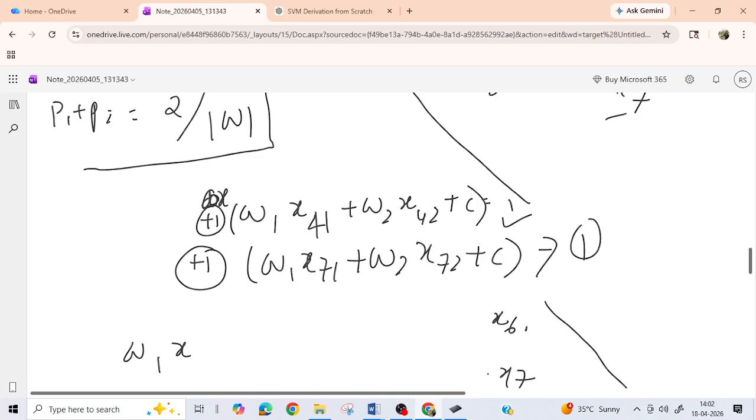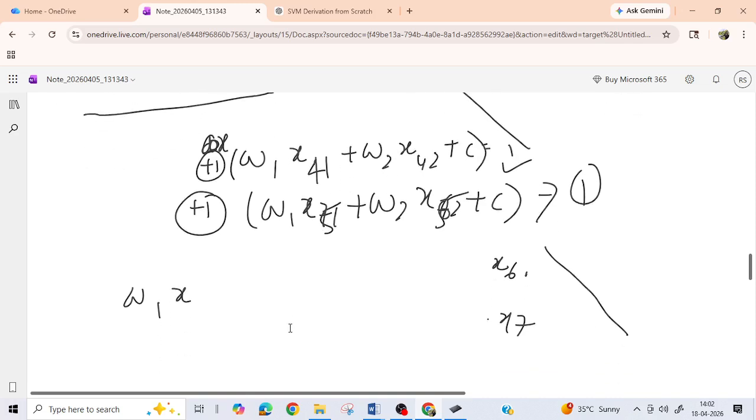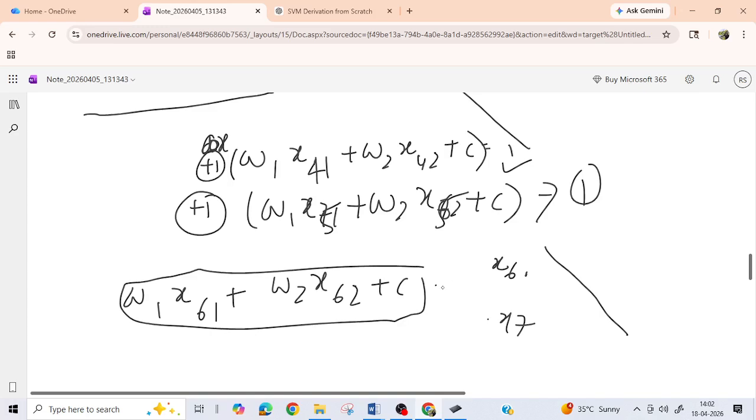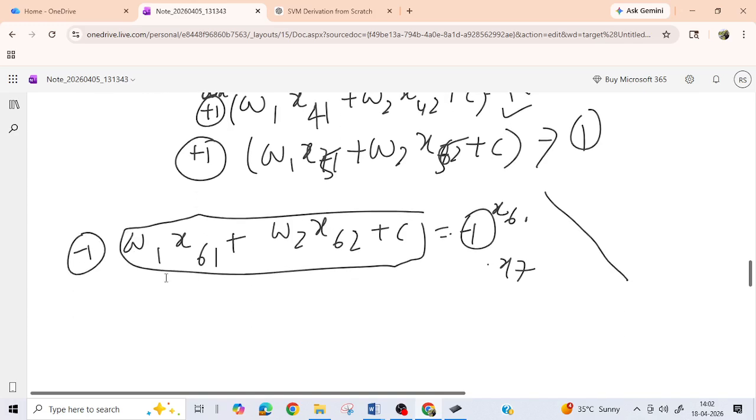And similarly over here it would be x51, x6, x52, okay? If we talk about x61, it would be w1 x61 plus w2 x62 plus c, and we know this to be negative 1, okay? So this is negative 1, and if you multiply it with its label, what was its label? Its label was minus 1, right? Because we are saying it is on the other side of the decision boundary. So minus 1 into minus 1 becomes 1, right?